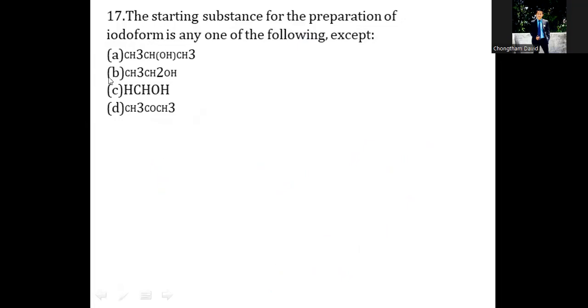Question number 17. The starting substance for the preparation of iodoform is any one of the options. Methanol does not undergo iodoform reaction. All the others, they undergo iodoform reaction. The answer for question number 17 is C.